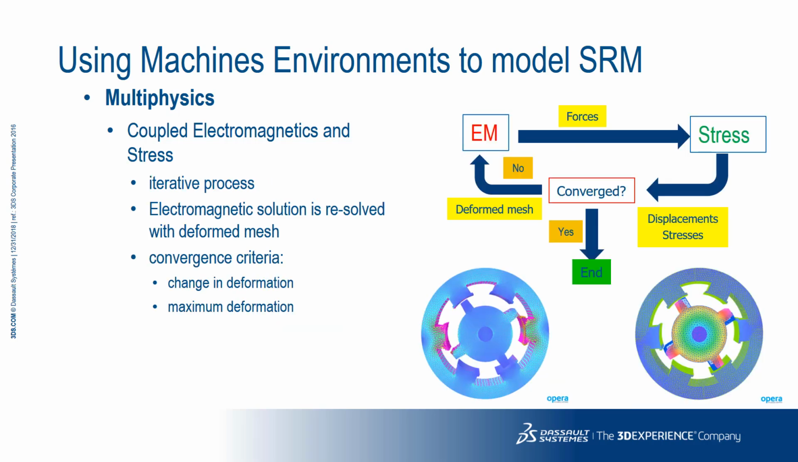A final example of the use of Opera and the machine's environment for multiphysics problems is the coupling between electromagnetics and stress simulation. Here, the effect that the deformations of the magnetic flux paths due to stress in the machine have on the forces produced in the gap can be investigated. The coupling is iterative, looking for convergence in the deformations under load.